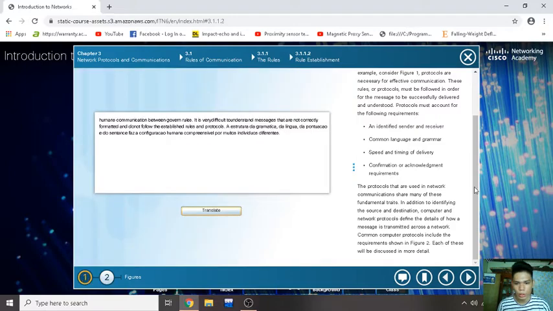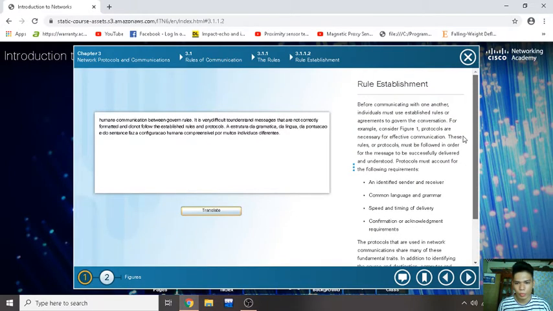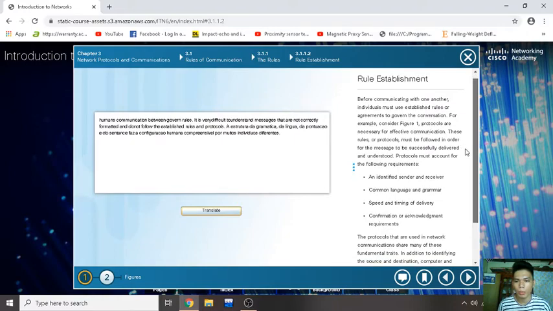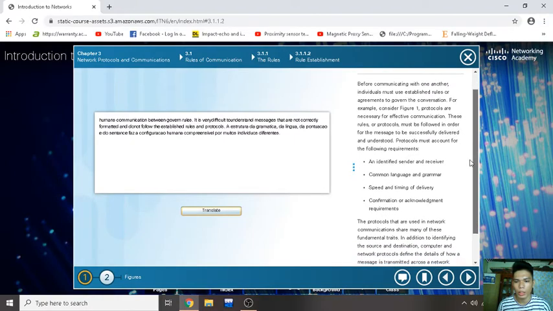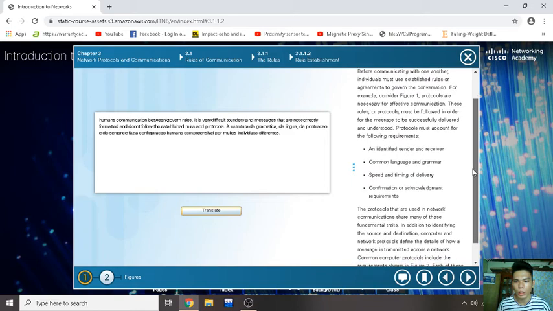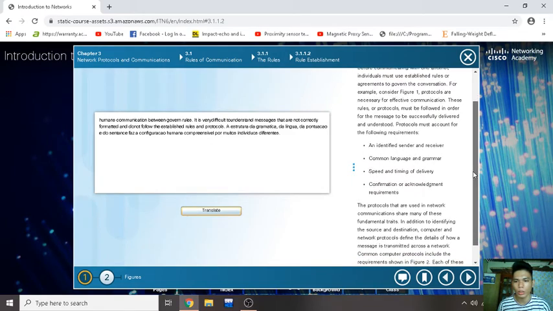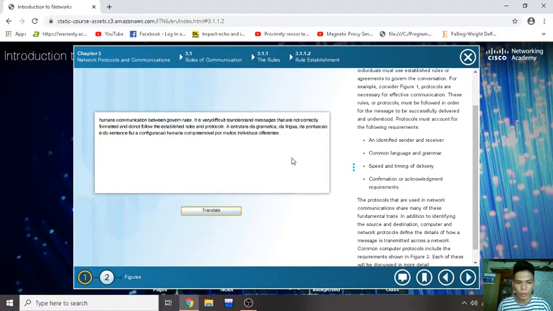So first, rule establishments. Before communicating with one another, individuals must use established rules or agreements to govern the conversation. For example, this one is human communication governed by rules. It's very difficult to thousands. They have a different language that can translate.